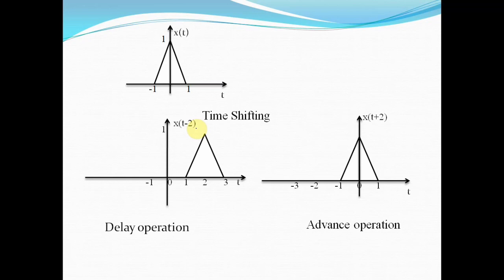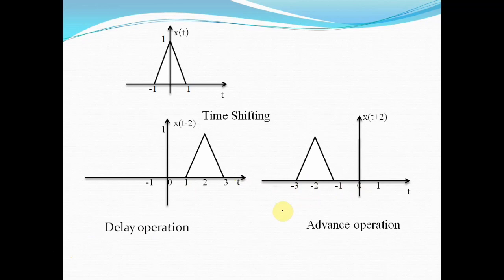Similarly, next we want to sketch x of t plus 2. In x of t plus 2 we shift the signal towards left by 2 units. This is called an advancing operation, where we shift the signal towards left. So now the signal will lie within minus 3 to minus 1. But remember, in both these cases the amplitude will remain the same, because here we are dealing only with the t axis.